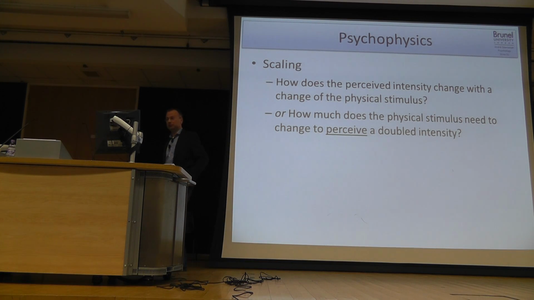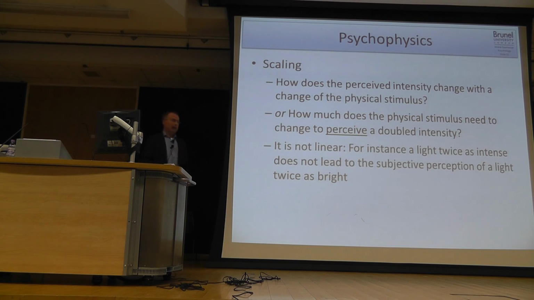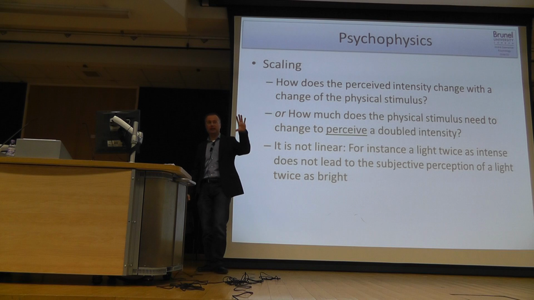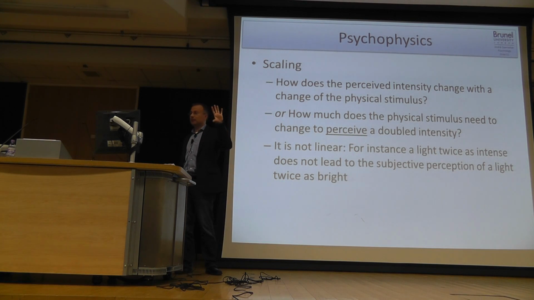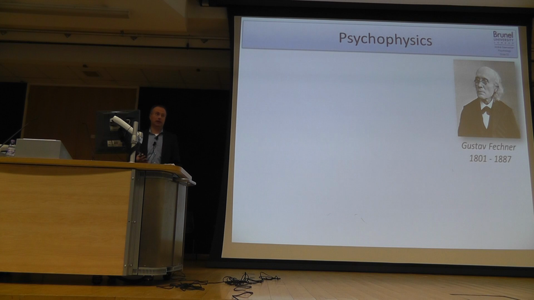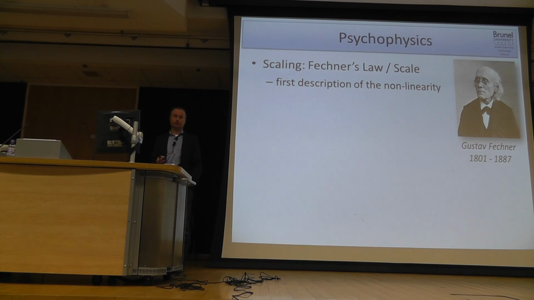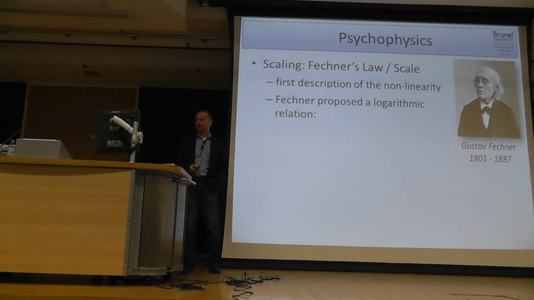How is the relationship with respect to the physical properties? And this relationship is virtually never linear. So to perceive a light which is twice as bright, you need a light which is much more intense than twice the amount. Okay, here the first one to work on that area was Gustav Fechner, and he also discovered kind of a law, and this is the first description of such a nonlinearity in that. And he proposed a logarithmic relation.